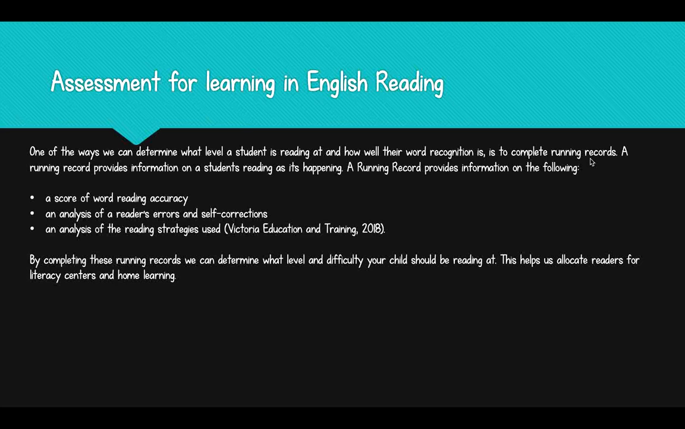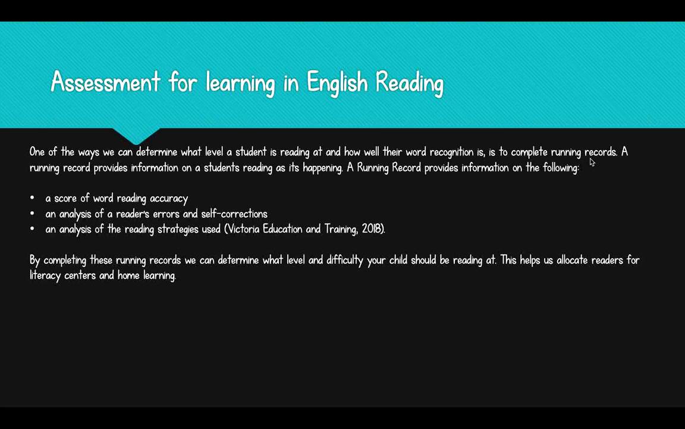A running record tells us a score of word reading accuracy, so how many words they're getting right, and it analyses the reader's errors and self-correction. So if they're reading something and have made an error, whether they're going back and correcting it themselves and have realised that they've made an error. And also we're looking at what reading strategies they're using.